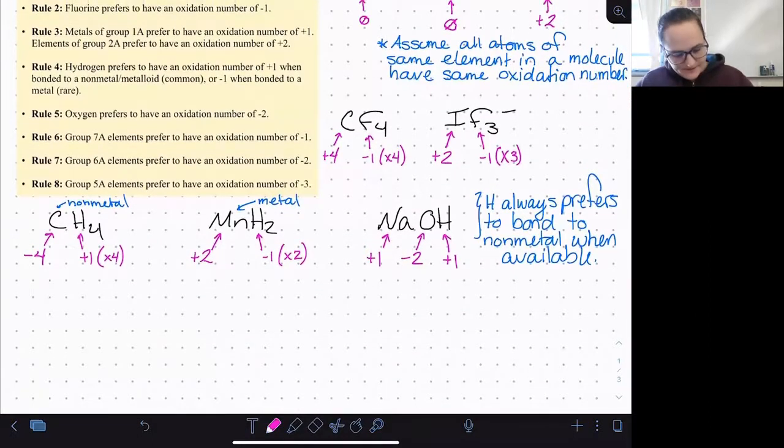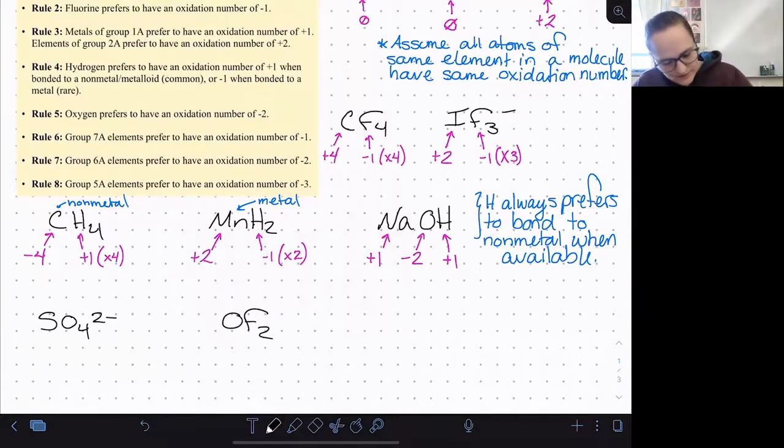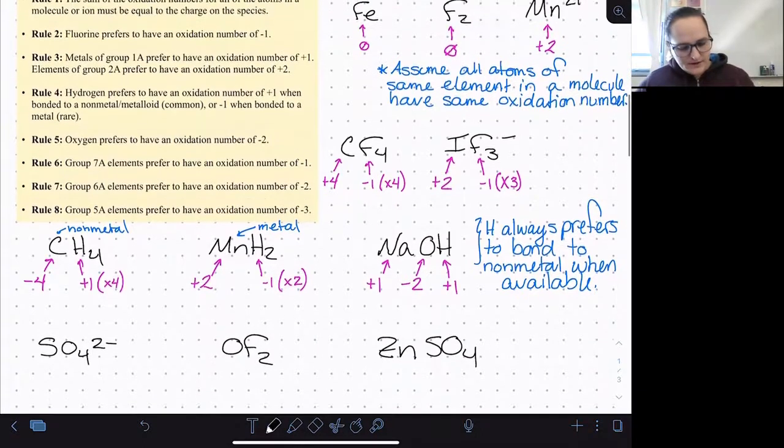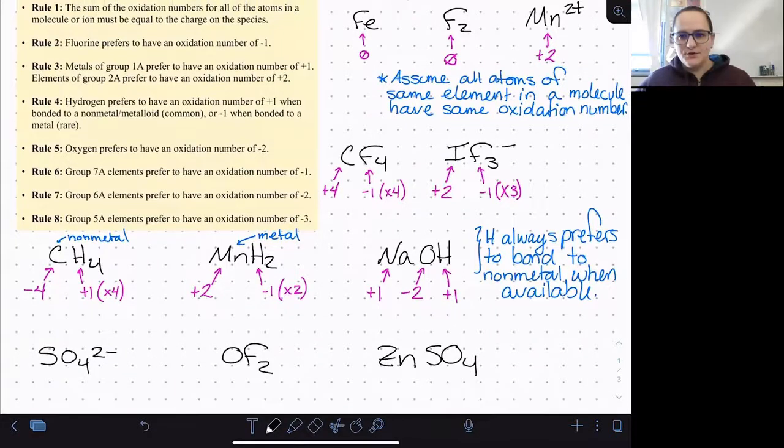A couple more. Let's do SO4 2-, OF2, and zinc sulfate. And these will be our last examples that I will just do for you.